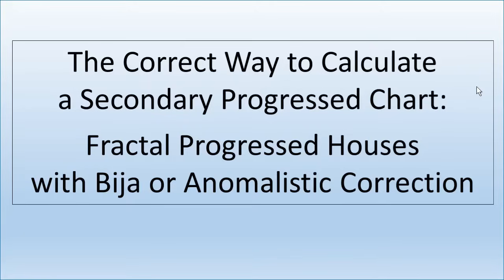new information that strongly suggests that we should be using what are called fractal progressed houses, and we need to use what's called the Bija Correction. And I have some new information in this video on the results you get when you combine both of them. There's something else also called Anomalistic Correction, and I will talk about that as well. Let's dive into this, and we will learn about all this terminology and exactly what's going on.